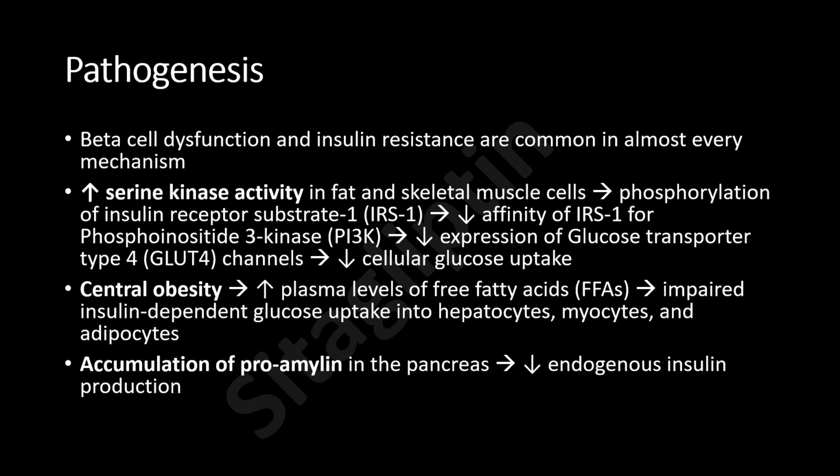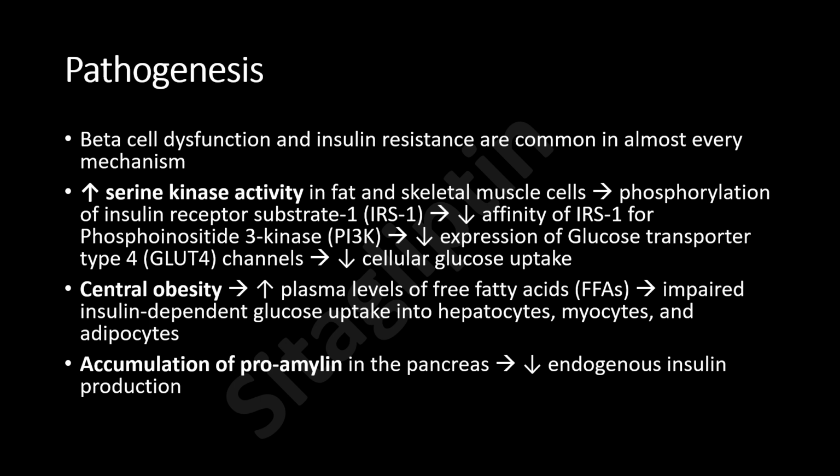Sorry, not P13K, PI3K, phosphoinositide 3 kinase. So we have increased serine kinase activity, phosphorylation of IRS1, decreased affinity of IRS1 for PI3K, which ultimately decreases the expression of GLUT4 channels. The GLUT4 channels are responsible for the uptake of glucose in response to increased glucose level.